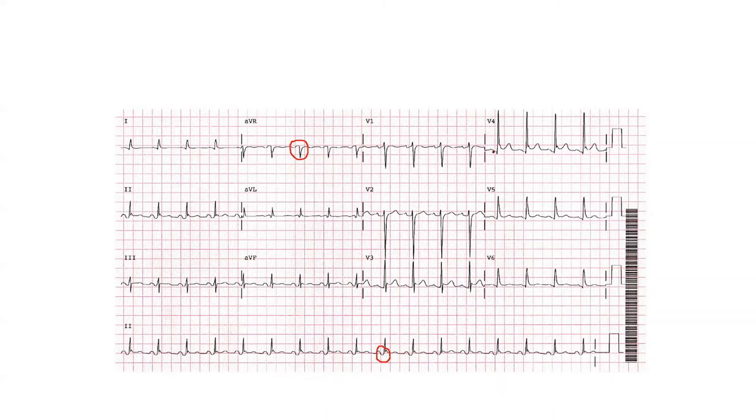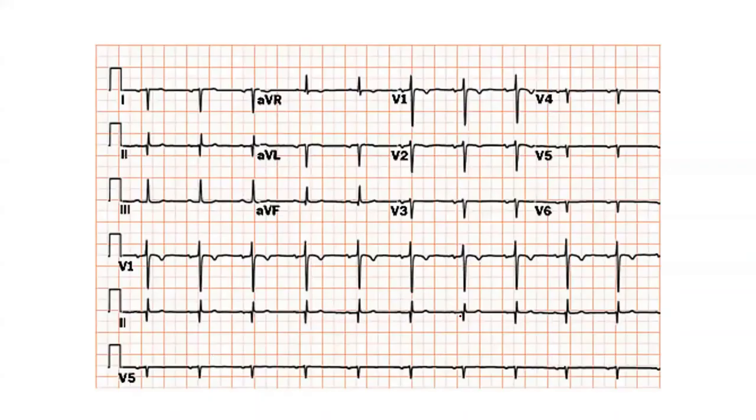The concave ST segment elevation, the diffuse ST segment elevation, the PR elevation in aVR, and the sagging of PR elsewhere. This is the most specific sign of pericarditis, the PR depression, or the sagging. Okay, so this is a typical ECG of pericarditis. Good. Now, what do we see here?